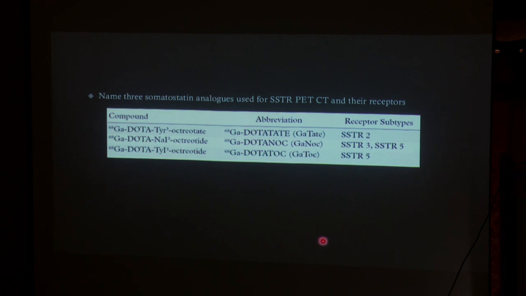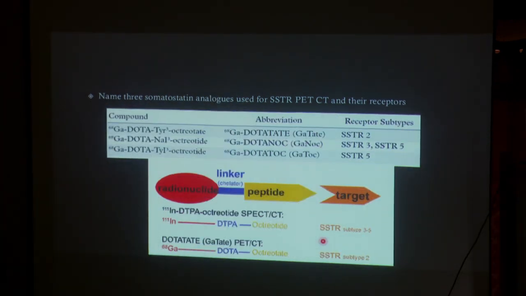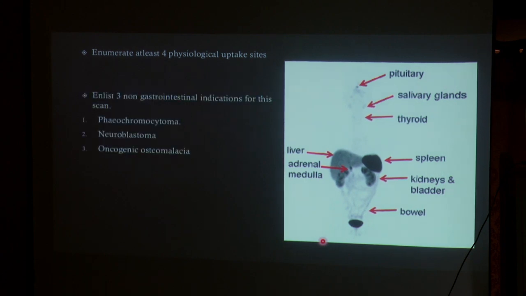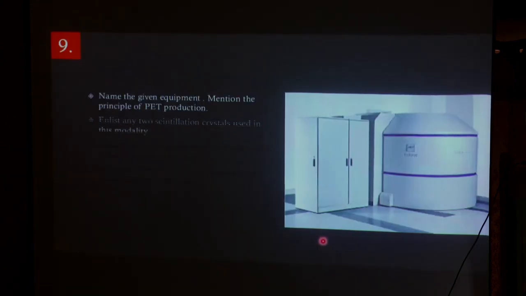So quickly, these are the different NET-specific agents, which are DOTA-TATE, DOTA-NOC, and DOTA-TOC. Physiological sites of uptake will be the pituitary, the salivary glands, thyroid, spleen, kidney and bladder, liver, adrenal medulla, as well as the bowel. Non-gastrointestinal indications can be neuroblastoma, oncogenic osteomalacia, and pheochromocytoma. Thank you. Actually, there are more questions.